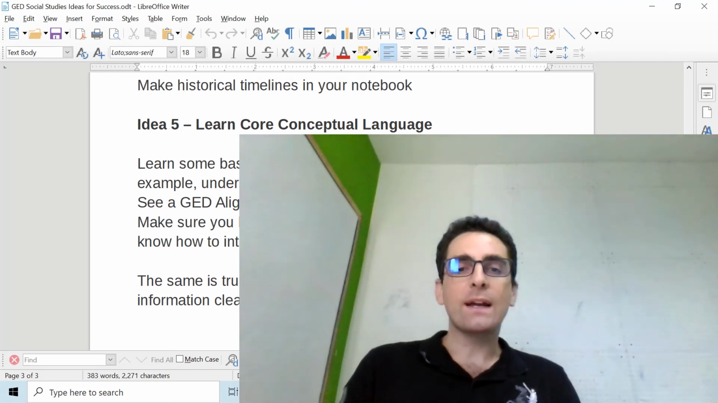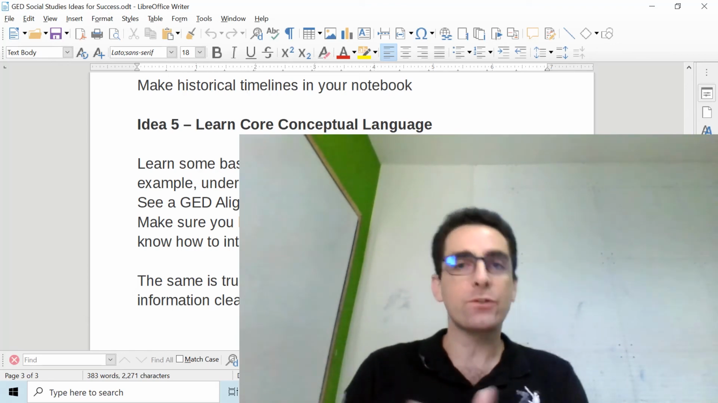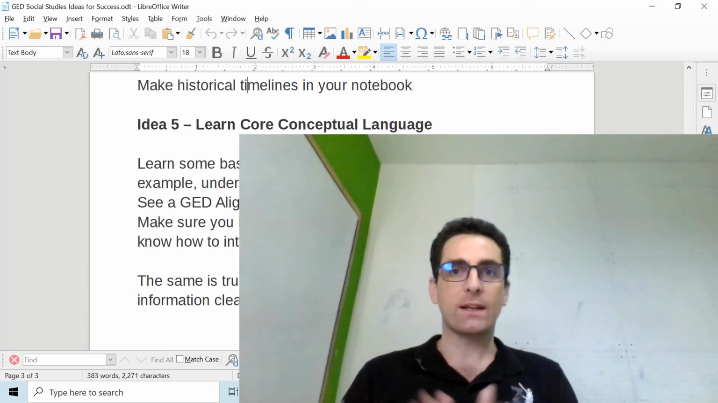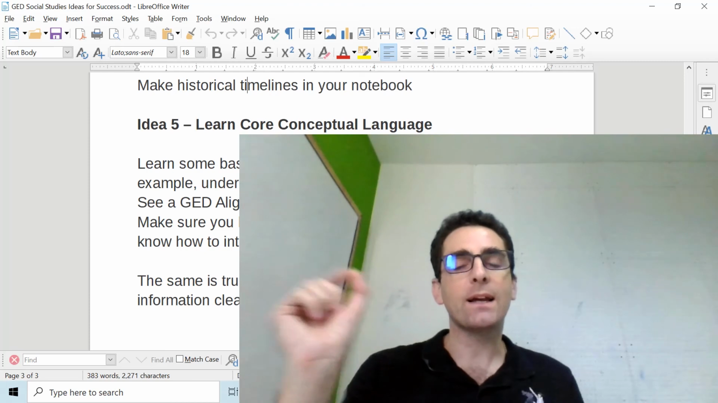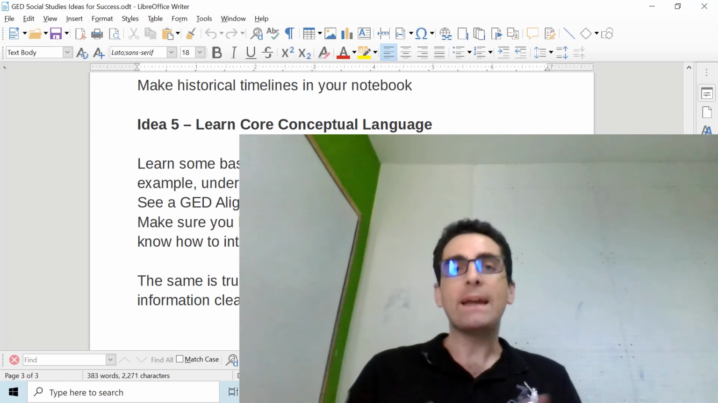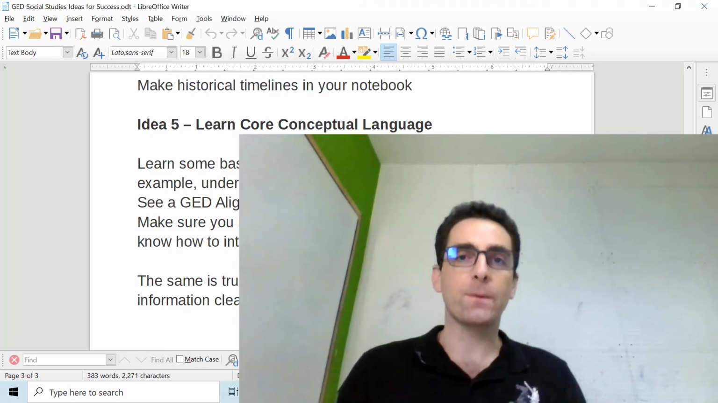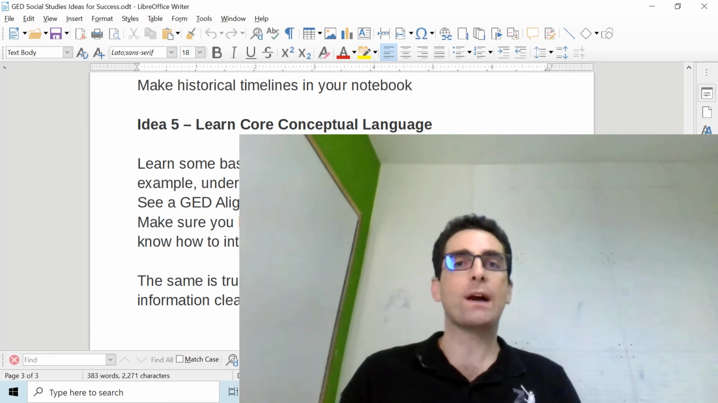I strongly advise that you keep a clear record of these core concepts, and you will see them as you go through the McGraw-Hill textbook. They're usually highlighted or darkened in the text itself. Make a note of these in a Google Doc or in a notebook, and make sure you've got a clear definition of what each one is for each chapter.